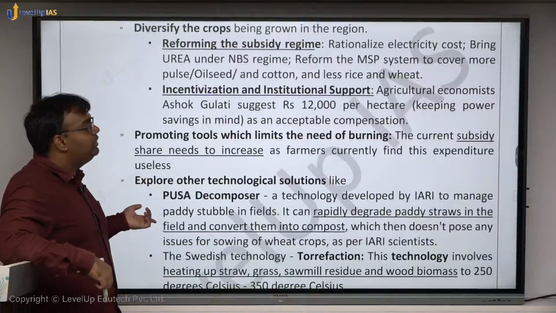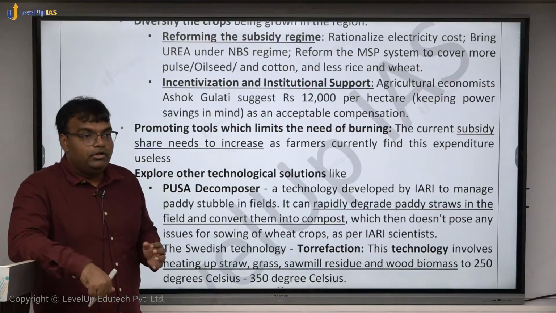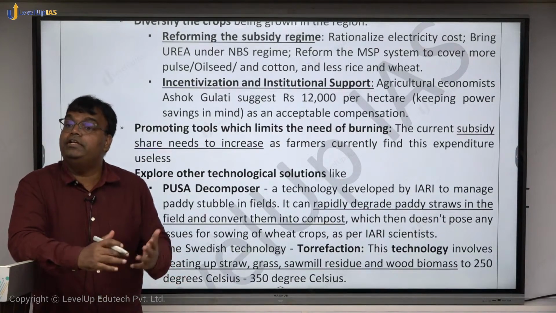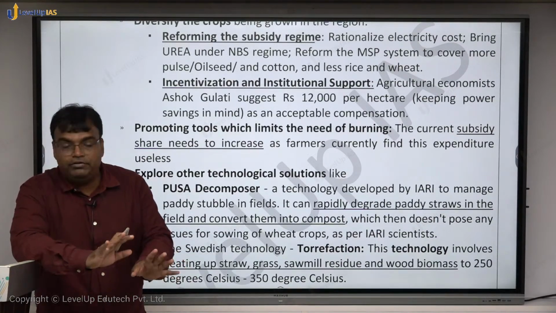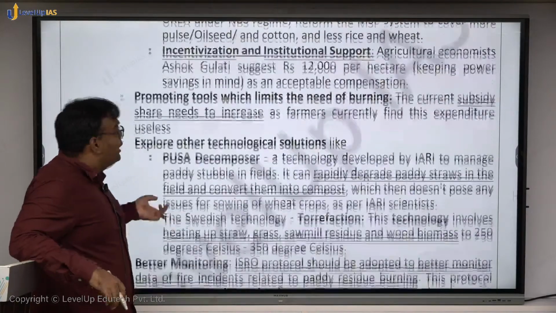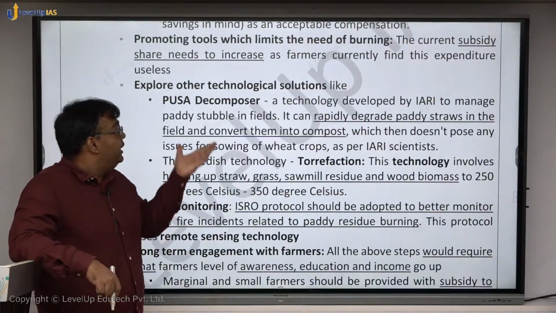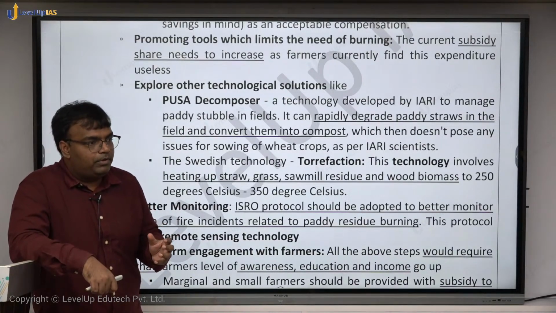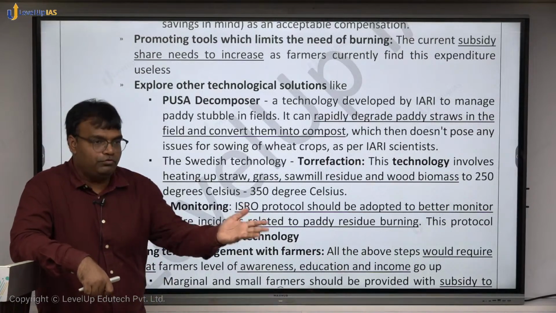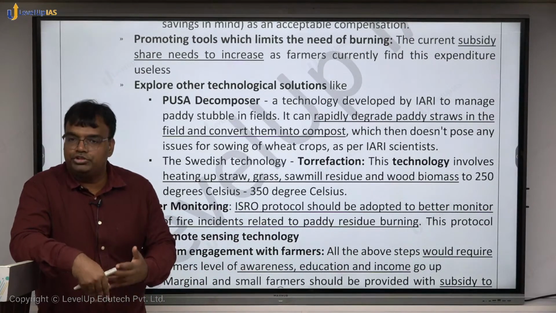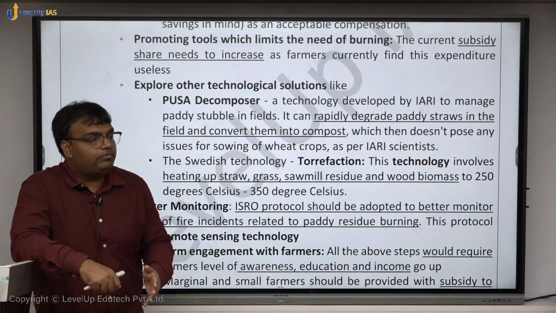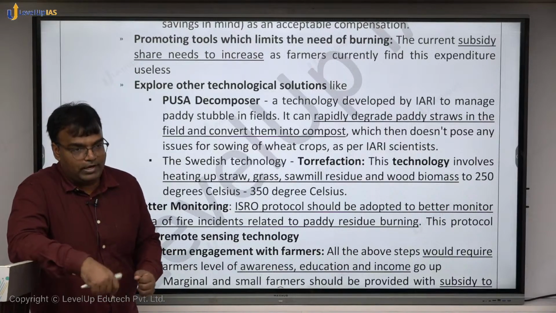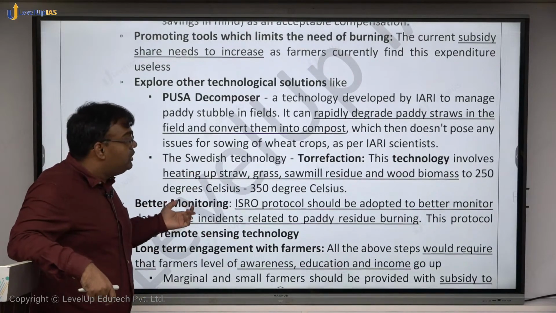Then promote tools which limit the need for burning. Those tools are highly subsidized even now, but those subsidies have to increase further so that farmers find them very, very affordable. Then explore other technological solutions, like the Pusa decomposer. The Pusa decomposer is a product that has been developed by Pusa. If you spread it in your field, it leads to fast decomposition of stubble. It has been used in Delhi for some years, and it has been shown to increase the productivity of land also. Or technologies like torrefaction.